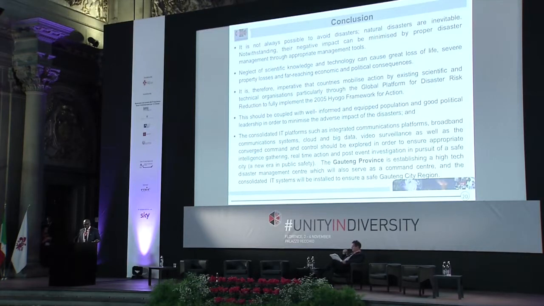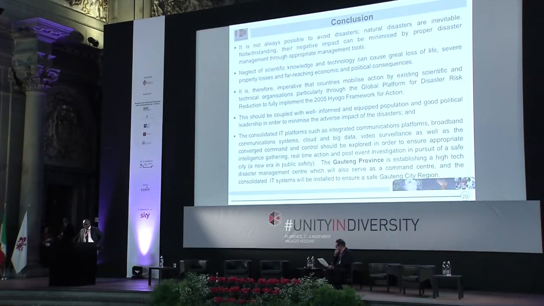All we are saying in conclusion is that it is not always possible to avoid disasters because natural disasters are inevitable. But there are tools that we can use to reduce the impact of disasters on communities. The neglect of scientific knowledge and technology can cause great loss of life, severe property losses, and far-reaching economic and political consequences. And I think as mayors you will understand what I'm talking about when I talk about political consequences. We need to make sure that we do not lose credibility. Let's use these tools at our disposal.